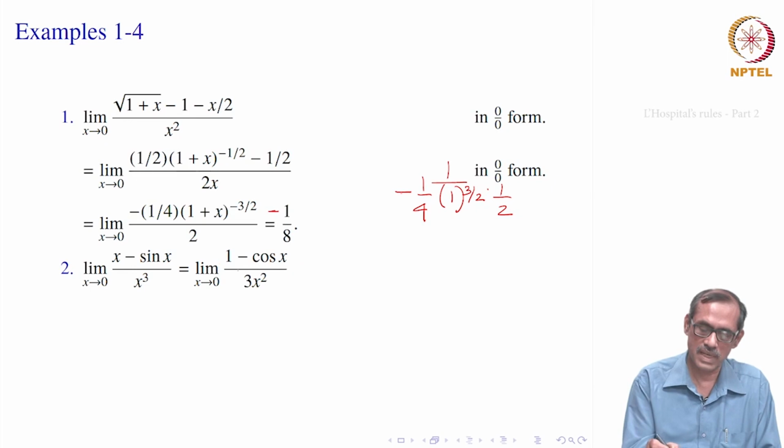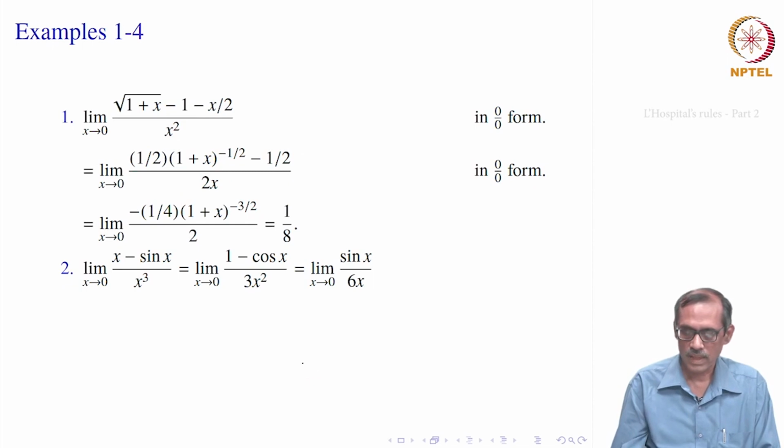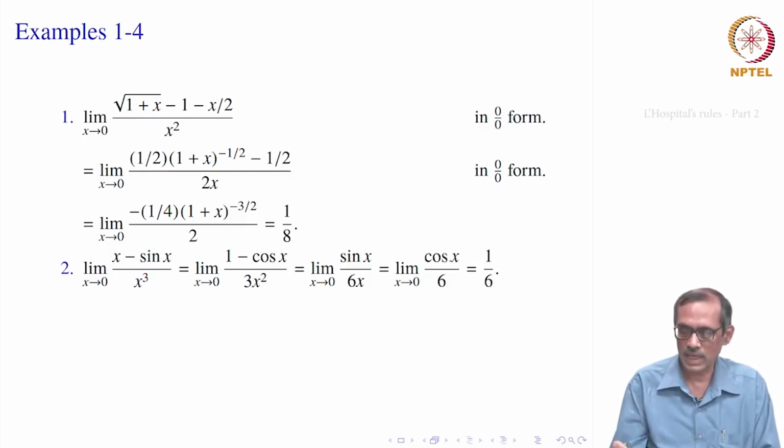If the right limit exists, then the left also will exist. Now, the right one: if you take x goes to 0, again 1 minus cosine x becomes 0, and 3 x square also becomes 0. So, you can apply L'Hopital's rule once more. That gives: the derivative of minus cosine x is sin x, and 3 x square gives 6 x. So, you get sin x by 6 x. Now, what do we do? You may think of applying L'Hopital's again. That gives cosine x on the top, 6 down, that is 1 by 6.